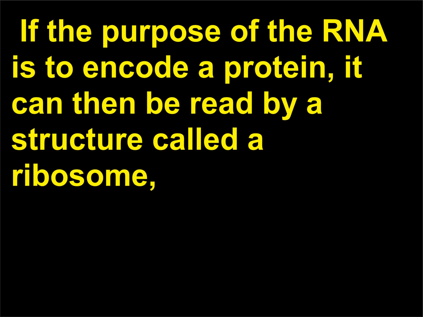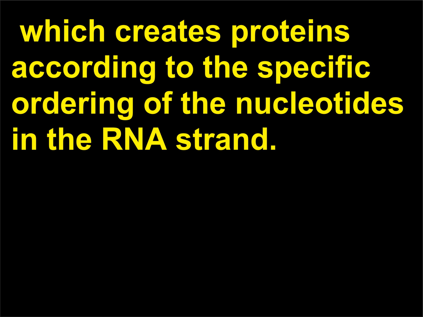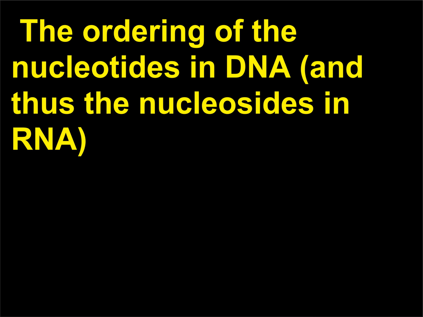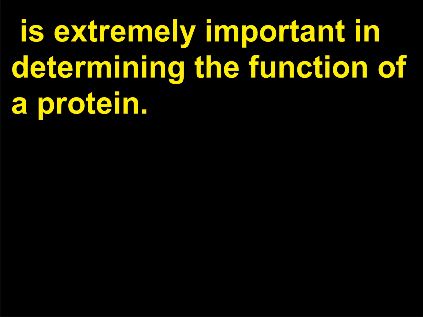If the purpose of the RNA is to encode a protein, it can then be read by a structure called a ribosome, which creates proteins according to the specific ordering of the nucleotides in the RNA strand. The ordering of the nucleotides in DNA, and thus the nucleosides in RNA, is extremely important in determining the function of a protein.